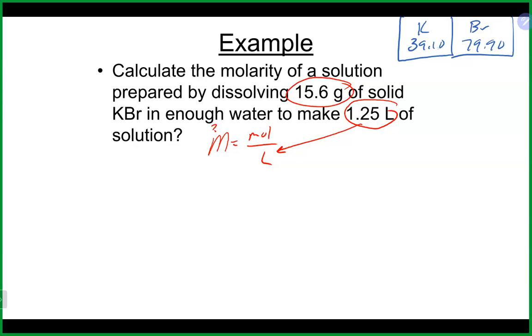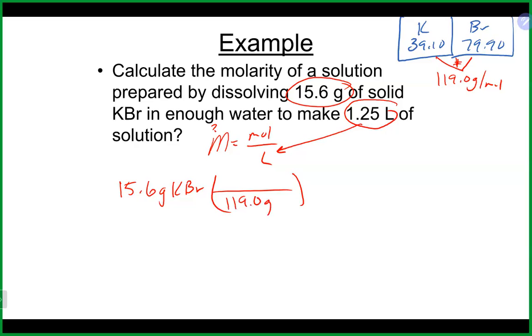So we will need the molar mass of KBr, which is just adding those together, I think. And that's going to give us 119 grams per mole. So we're going to convert our grams of our solute here, which is our KBr, into moles using the molar mass from the periodic table. The grams will go on the bottom so that they cancel. And that's going to give us like 0.131 moles of KBr.